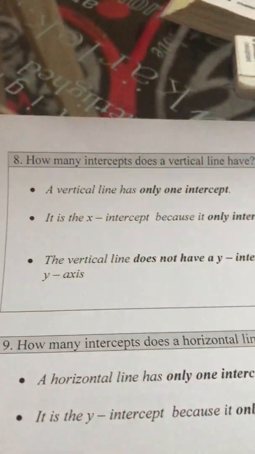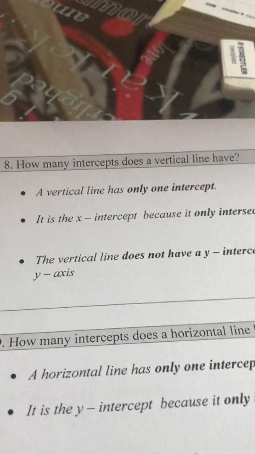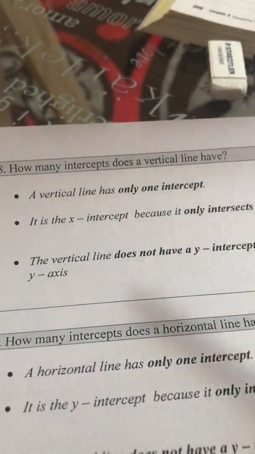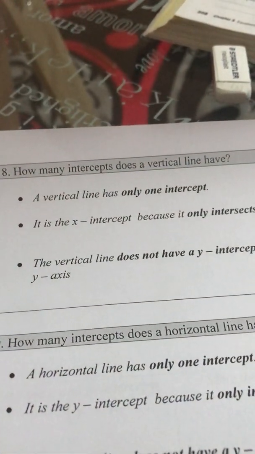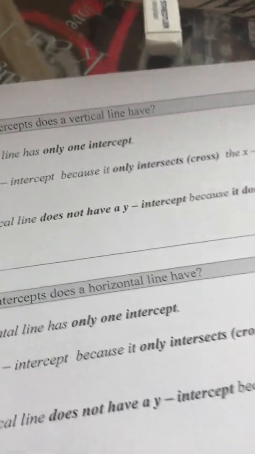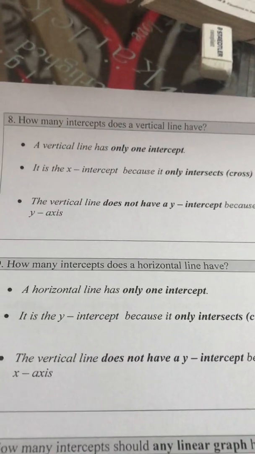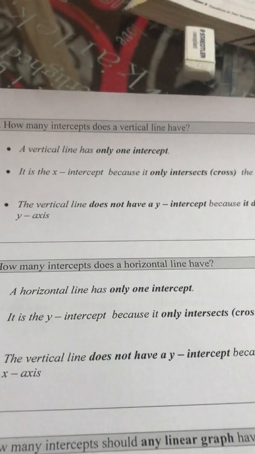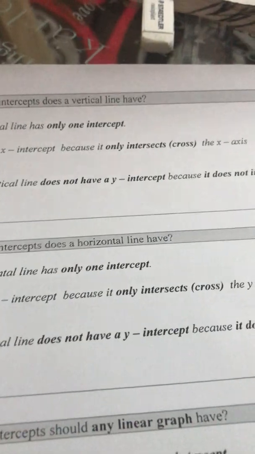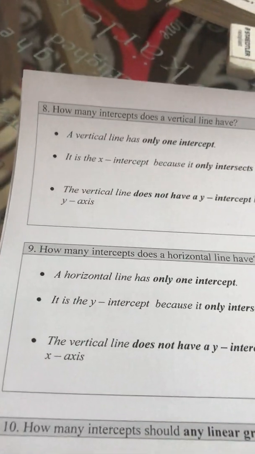Now, here is a question. You'll be asked in an open-ended question or a writing task or a performance task: How many intercepts does a vertical line have? A vertical line has only one intercept. It is called the x-intercept because it only intersects the x-axis. The vertical line does not have a y-intercept because it does not intersect the y-axis.